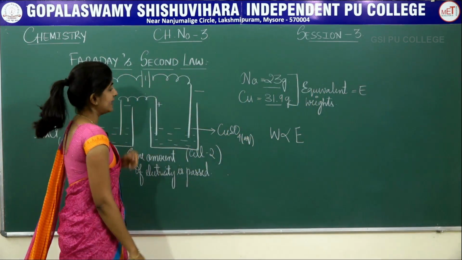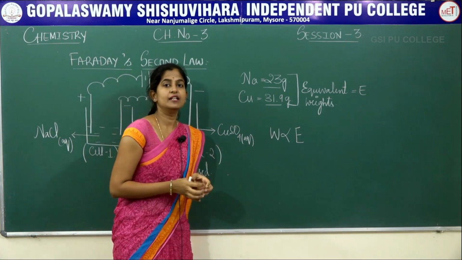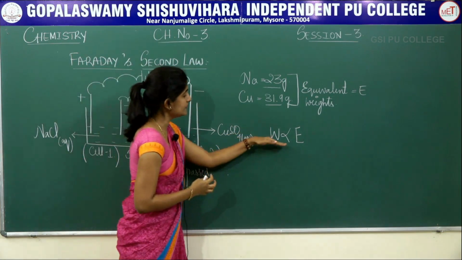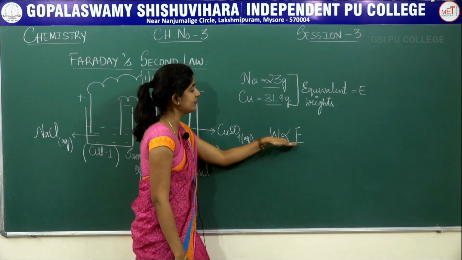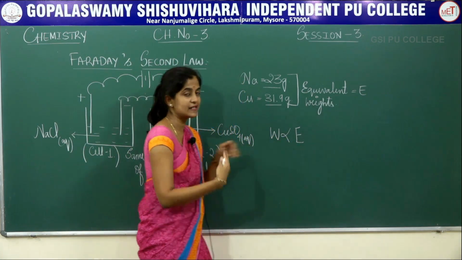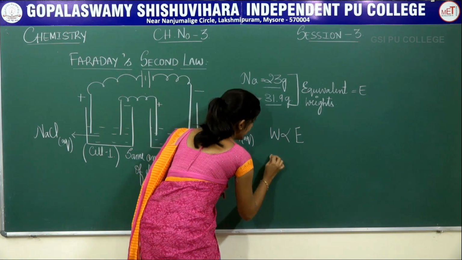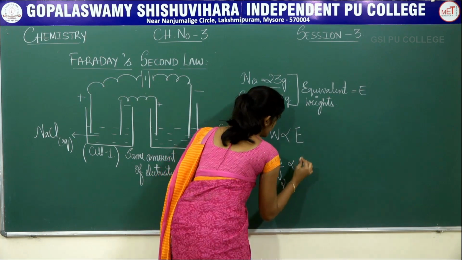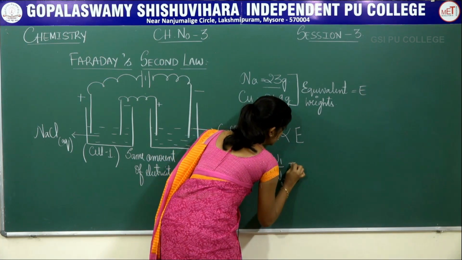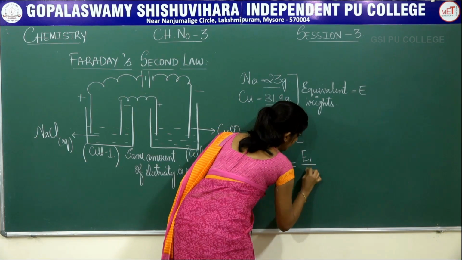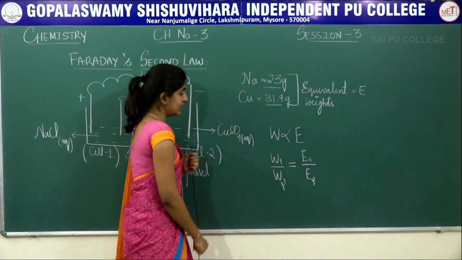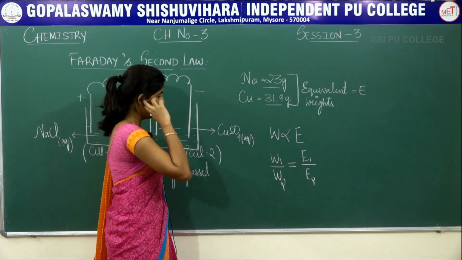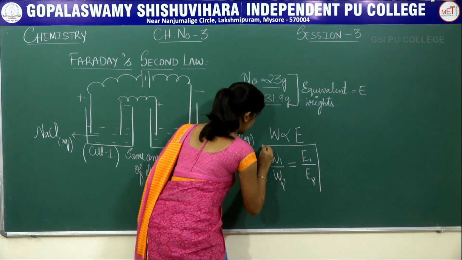According to Faraday's second law, when a certain fixed amount of charge is passed through an electrolyte, the amount of substance deposited, W, is directly proportional to the equivalent mass of the substance. So I can write W1 by W2 is equal to E1 by E2. What is E1? E1 is the equivalent weight of one compound and E2 is the equivalent weight of the other compound. So this is Faraday's second law.